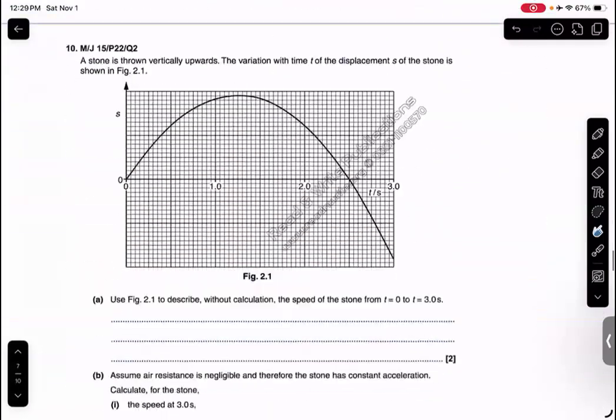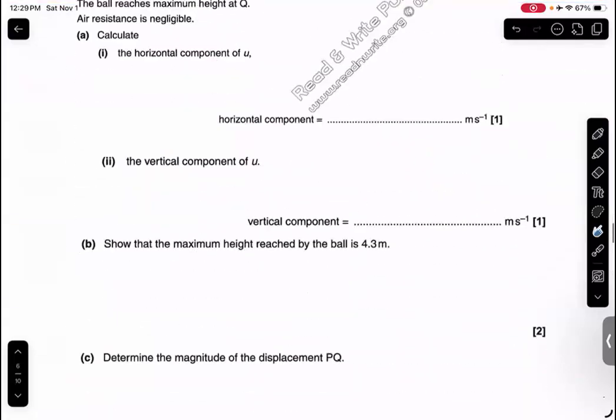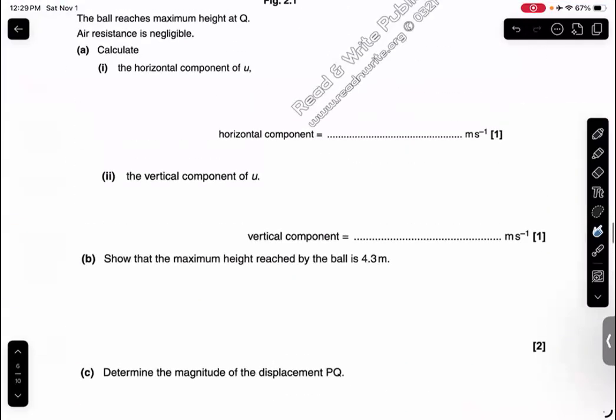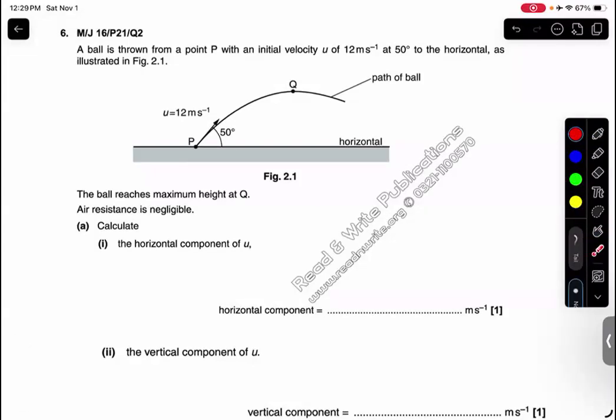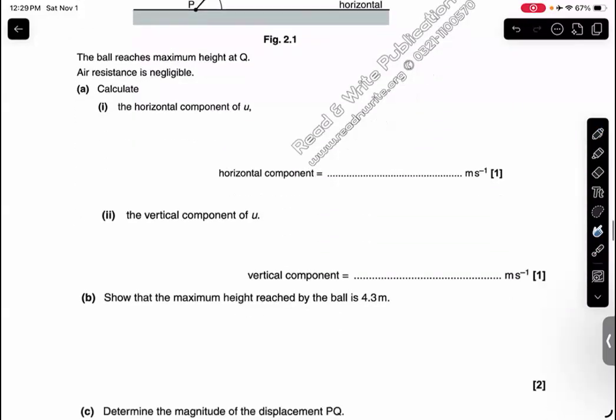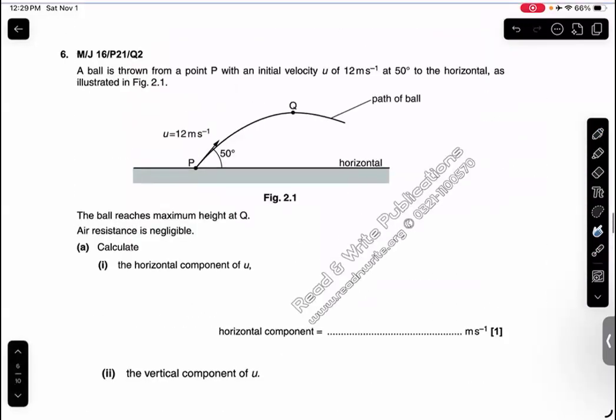Question number 6. Question number 6 is what? Determine the magnitude of the displacement PQ. Okay, so question 6 is a relatively difficult question. Not all of it, but one part is a little difficult. The rest is pretty easy.